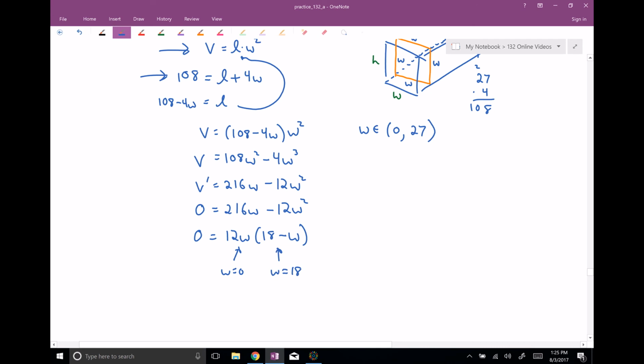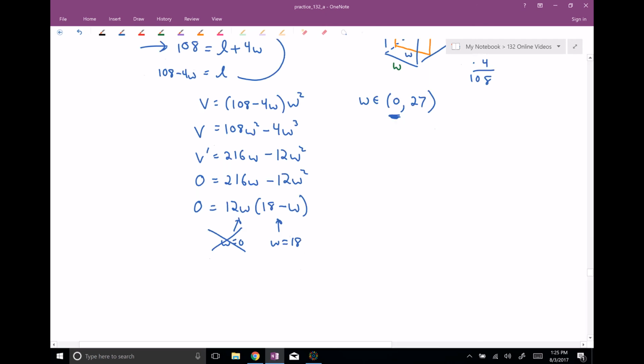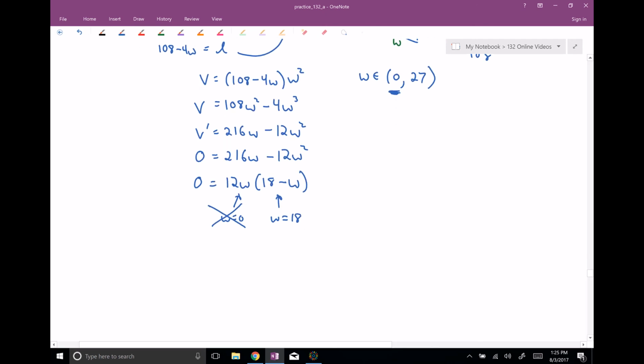Those are our two critical points, but notice W equals 0 doesn't really make sense, right? It's not in the domain. So let's go ahead and exclude that one. So that means our only critical point is W equals 18. So that's probably our answer. That's our only real chance. But we have to prove that this actually does maximize volume.